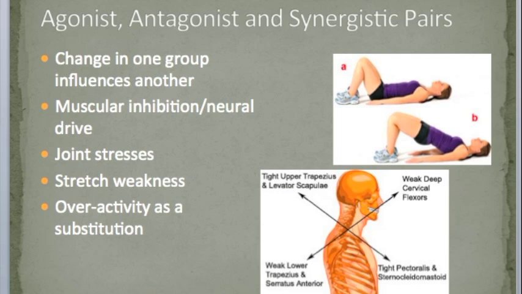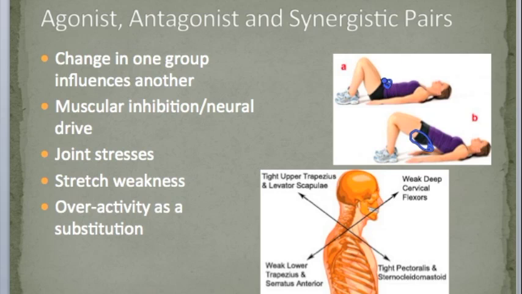What do you need to know about agonist, antagonist, and synergistic pairs? Your book does a nice job describing this. And the best example that they give is with the psoas. So if the psoas, remember that's going to be here on the anterior portion of the pelvis, is hyperactive, then you get a decreased neural drive to the glutes. That's your plain old reciprocal inhibition.